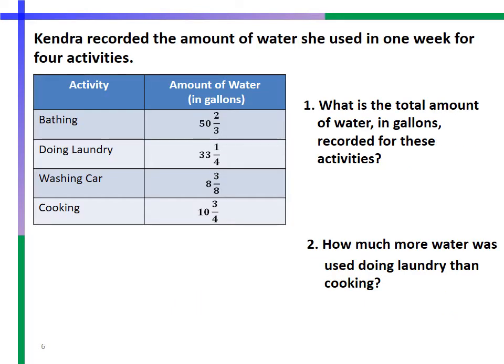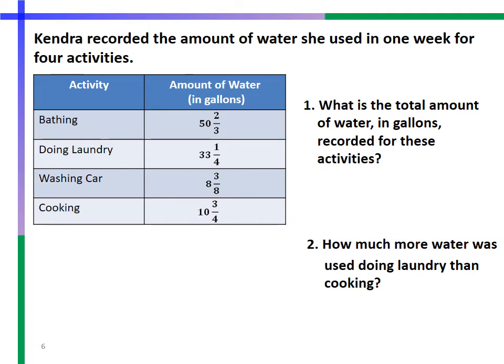So here Kendra recorded the amount of water she used in 1 week. So 4 activities, and she was very specific with her amount of water in gallons. So you get 2 questions here. What's the total amount of water in gallons recorded for these activities? And the second one is how much more water was used doing laundry than cooking.